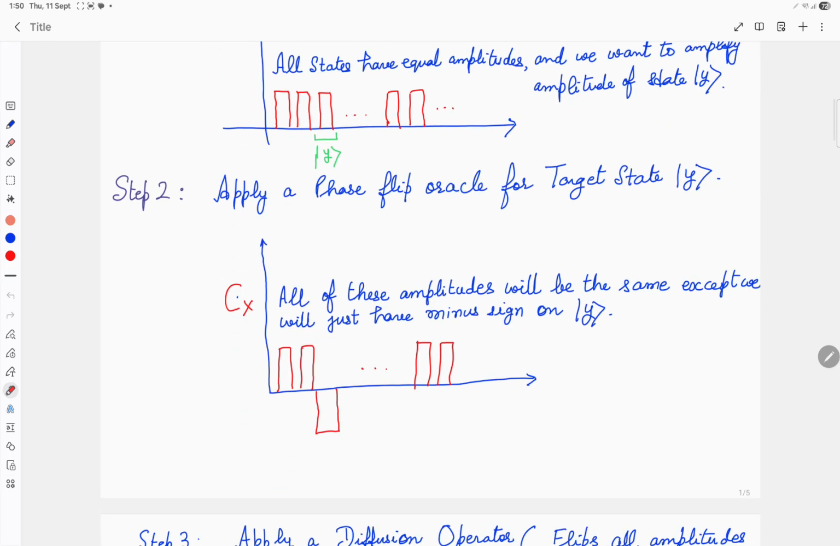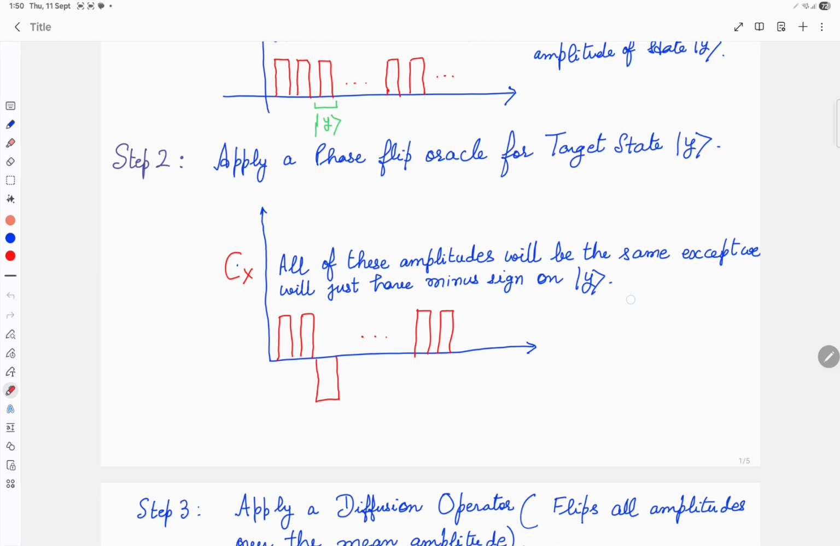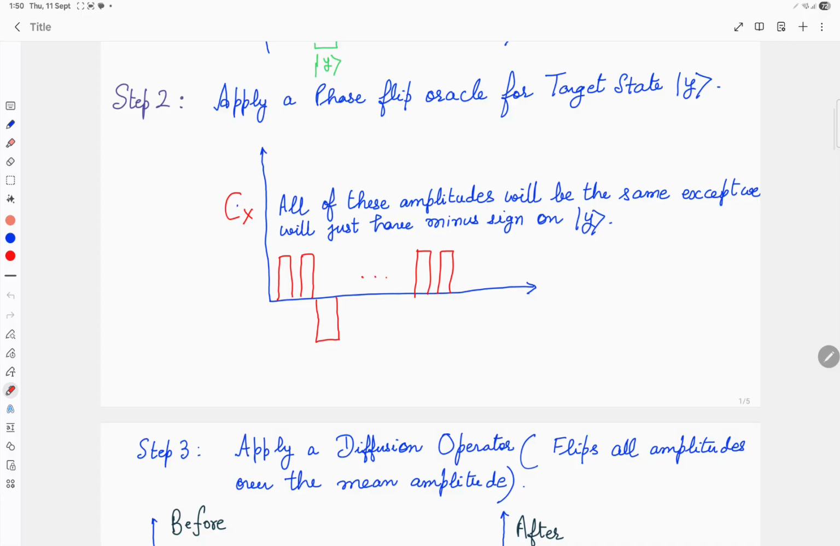Now what is the next step in amplitude amplification? We apply a phase flip oracle for the target state y. So what will this phase flip oracle do? The phase flip oracle will give a minus sign, will flip the target state. That means it will give the minus sign to the amplitude of the target state. So this is the target state with negative sign.